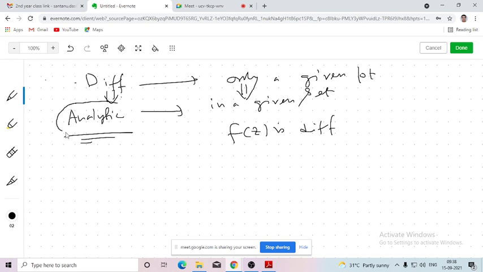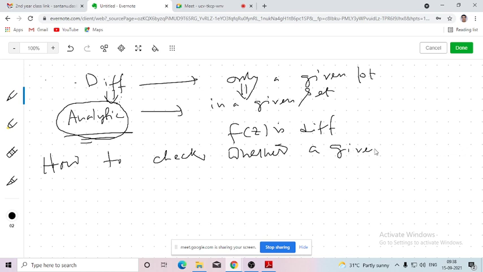So this is a much broader concept compared to the differentiability of a function. Now the thing we are going to discuss is how to check whether a given function is analytic. We know how to check differentiability at a particular point by first principle, but here we are going to study the characteristics of the function in terms of differentiability in the given set. So how to check whether a given complex valued function f(z) is analytic or not.